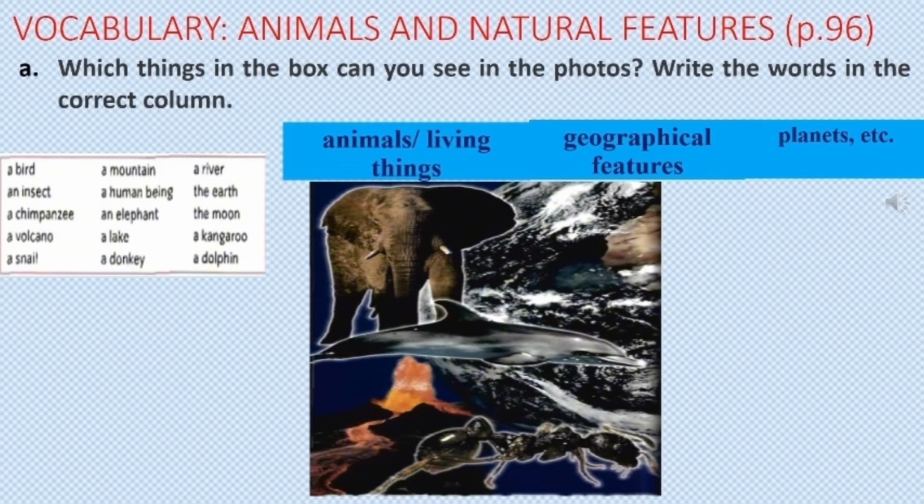Take a look at the pictures. What can you see? Can you name any of these animals or natural features? Okay, now look at the box of words in the book. You'll see names like a bird, an insect, a mountain, the earth, and so on. The task is to decide which of these are animals or living things, which are geographical features, and which are planets or other things. Work in pairs and write the words in the correct column.